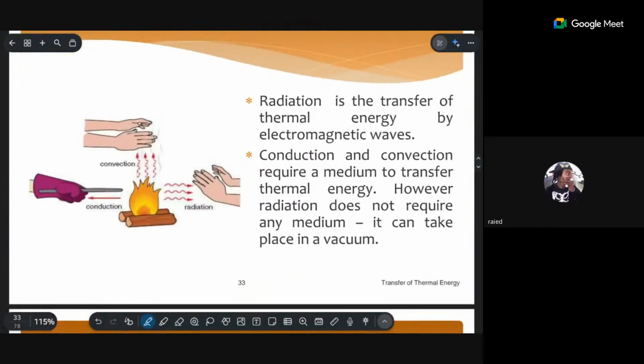Here there's a firework, and there are three places where energy transfer is taking place. Here it is convection plus radiation, because the radiation is also moving up. Here only radiation, because convection does not take place horizontally, and here only conduction. You got this point?